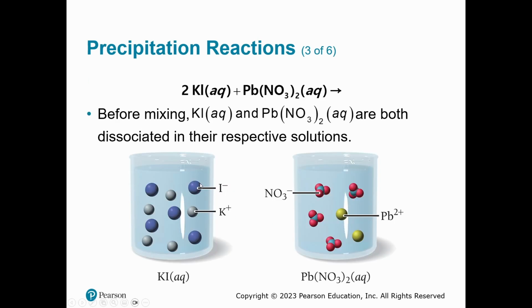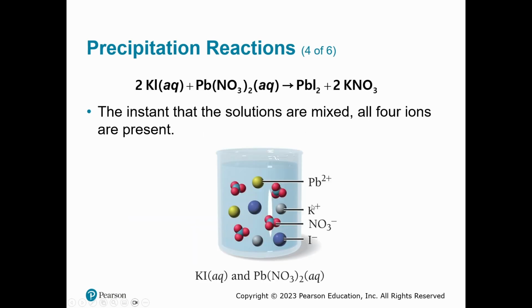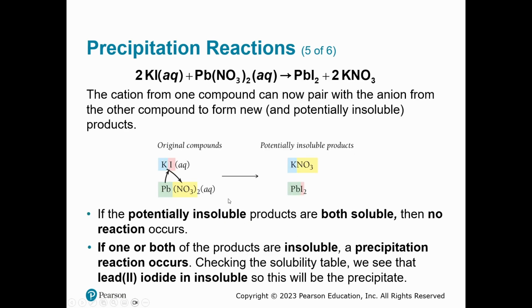So if you have these dissolved salts or these solutions of potassium iodide and lead nitrate, they fully dissociate or fully ionize into their respective anions and cations, and those float around in solution. They might bump into each other, but they're going to bounce right off. However, when we mix these, when lead and iodine interact, the interaction between them is going to be so strong that they form an insoluble compound.